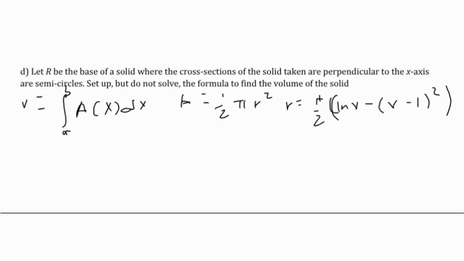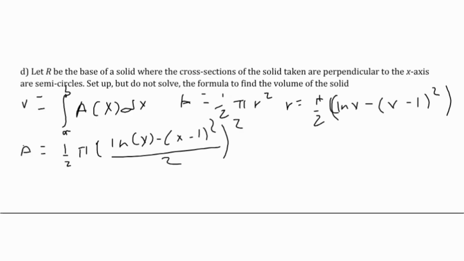So let's plug that back into our area right here. So we just get that the area equals 1/2 pi, and then this value, the radius, squared. And let's just call this A of x.